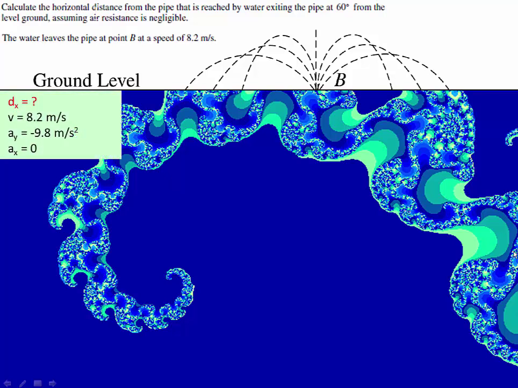As always, I start out by writing what I know and what I don't know. I'm hunting for the horizontal, or x, distance. I know the velocity is 8.2 meters per second, and that's just the velocity, no component. And that the acceleration in the y direction is negative 9.8 meters per second squared. That was inferred, not directly stated. And that the acceleration in the x direction equals 0. Again, that was inferred, although they did mention that air resistance was negligible.